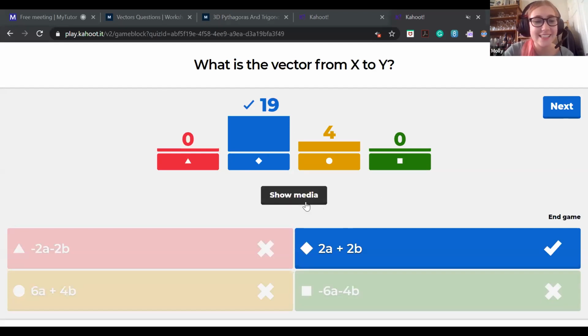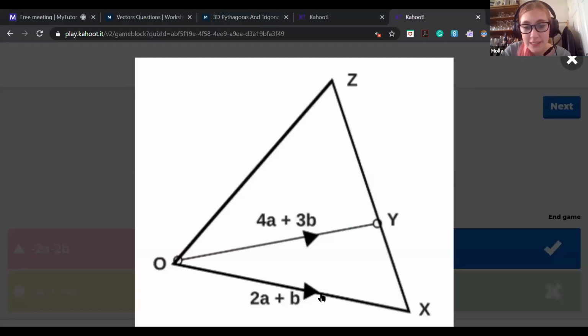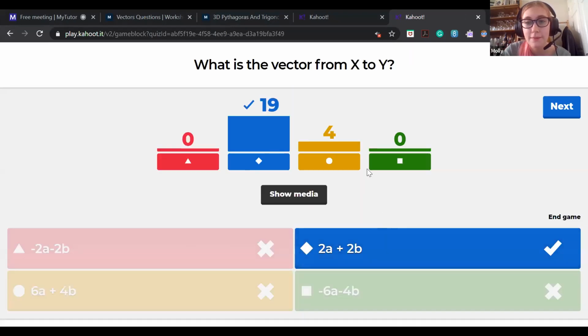Cool. Yes, excellent. Well done. So I think the people who put yellow, you've accidentally added them both. What you've got to spot is that this 2a plus b is going backwards. So it's actually, we do minus 2a minus b. So we end up with 2a plus 2b.